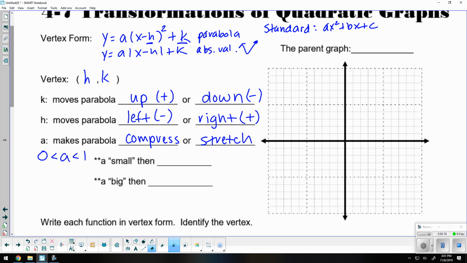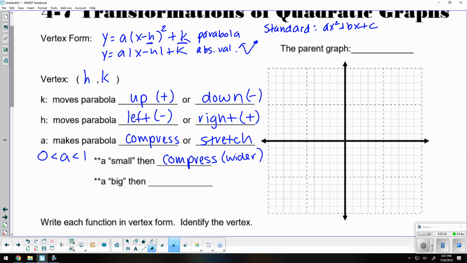If it's a small number, any type of fraction, this is actually going to compress the graph. It's going to vertically compress it. If it's going to vertically compress it, that means it's going to horizontally stretch, so it's going to become much wider. So you can put that inside parentheses: if it's going to compress, you should see it get wider.